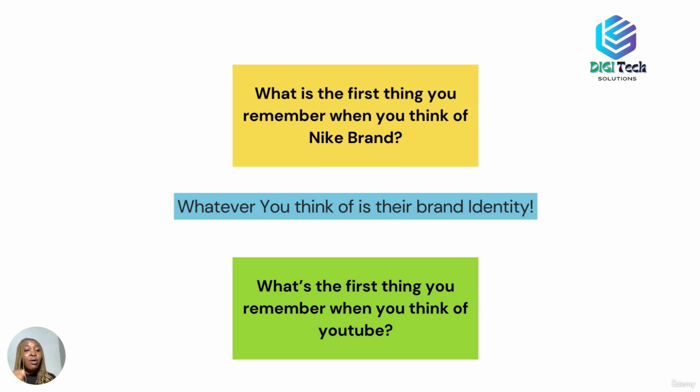So for you now, put yourself in your audience's shoes. When they think about your brand, or the brand that you're about to build, what would they be thinking about? It's very important to position your brand identity very well so that your audience will understand what your brand is about. Now, what's the first thing you remember when you think of YouTube? You think of videos, you think of that red logo with a play sign, you think of so many interesting things. That's what YouTube is about.